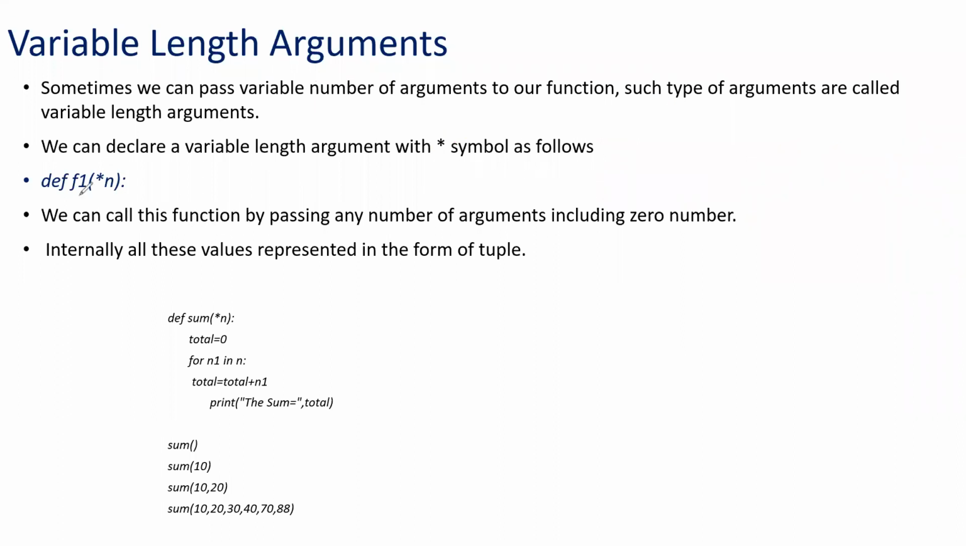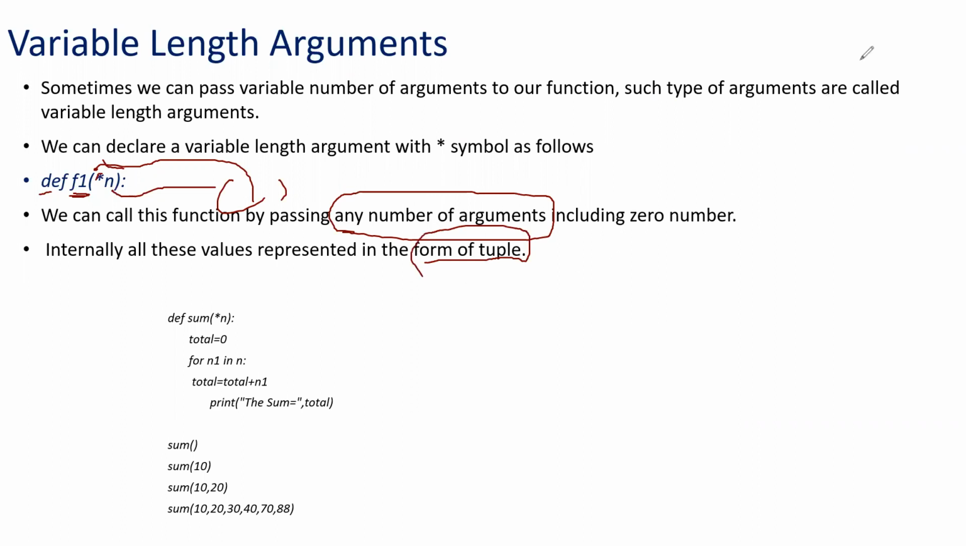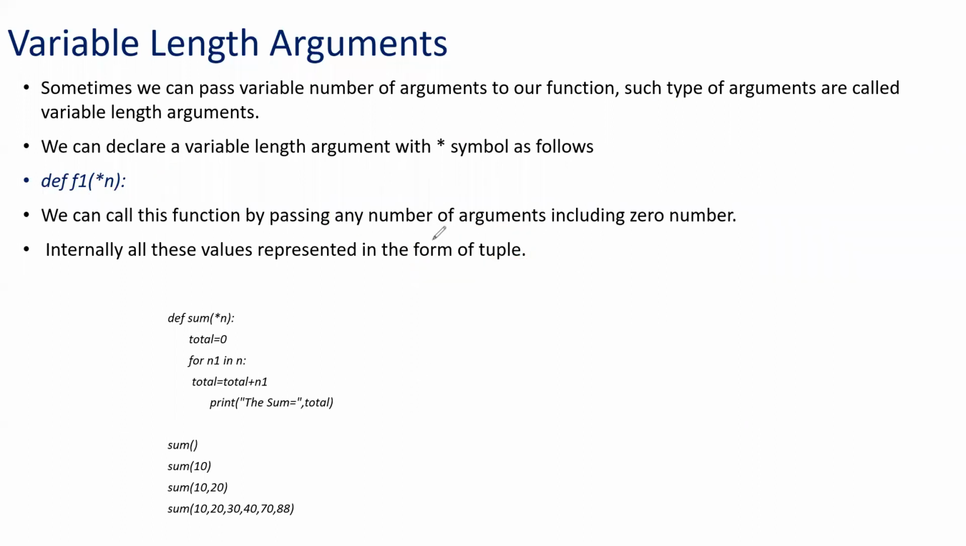So we can call, see here, F1 is the function name defined. Star n means we can enter multiple values, any number of values in the place of n. We can call this function using any number of arguments, including zero. Internally, all this will be represented in the form of a tuple. Okay, fine. We will see it while we are doing coding. Okay, let me finish this theoretical part, and tomorrow we will meet again.